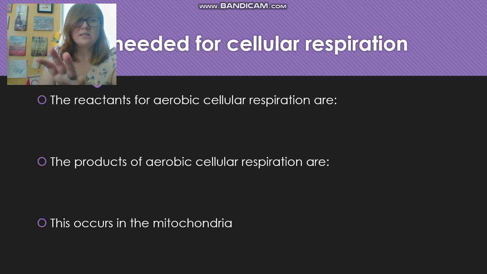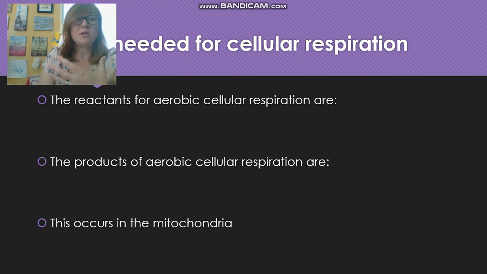So what are the reactants? What goes in? Well, what do you breathe in? What do you take in? Oxygen. And if you wanted to make a little kid hyper and give them lots of energy, what would you give them? Sugar. So the reactants for aerobic cellular respiration are oxygen and glucose.